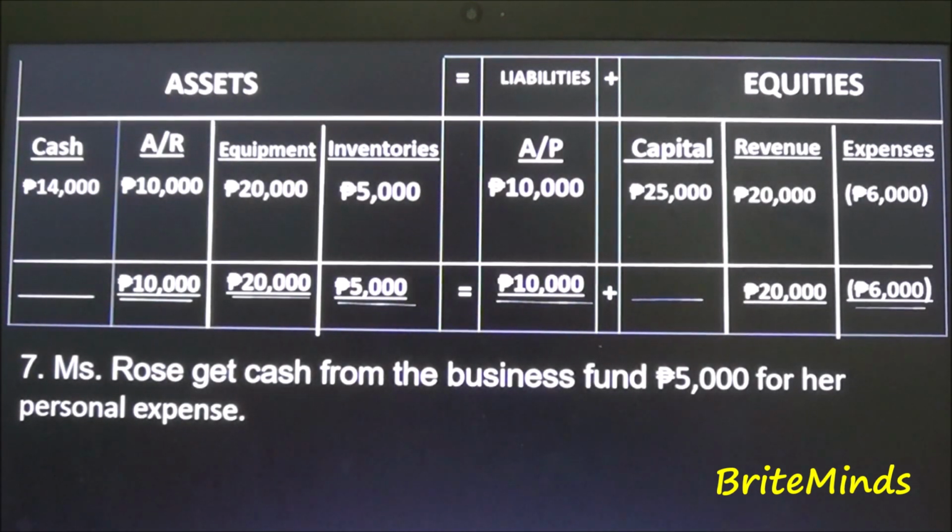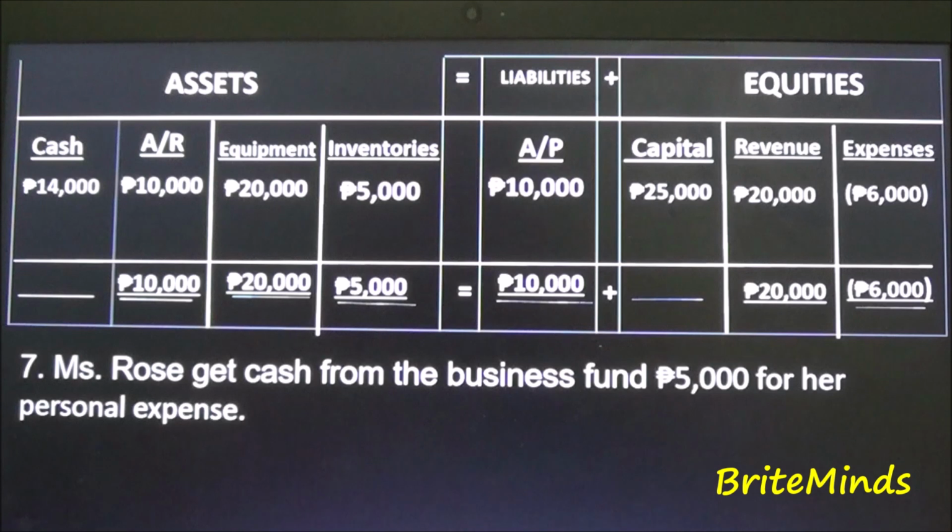Transaction number 7. Miss Rose gets cash from the business fund, 5,000 pesos, for her personal expense. So from this transaction, we get the information of Miss Rose's drawings of 5,000 pesos for her personal expense.